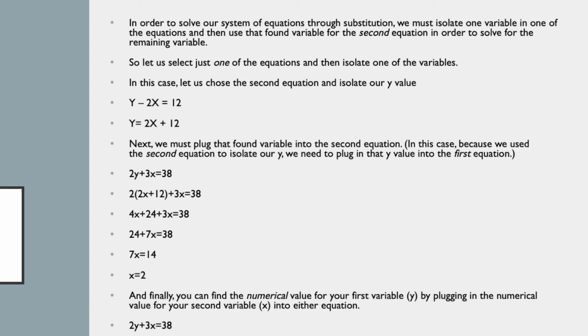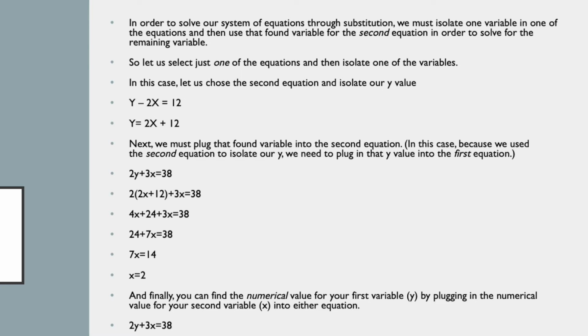So let us just start solving. We're going to use one of the equations, and then isolate one of the variables. In this case, let us choose the second equation to isolate the y value. We have y - 2x = 12, and then we isolate it like we did earlier in slope-intercept form, giving us y = 2x + 12. Next, we must plug the found variable into the other equation. In this case, because we used the second equation to isolate y, we're going to need to plug the y value into the first equation.